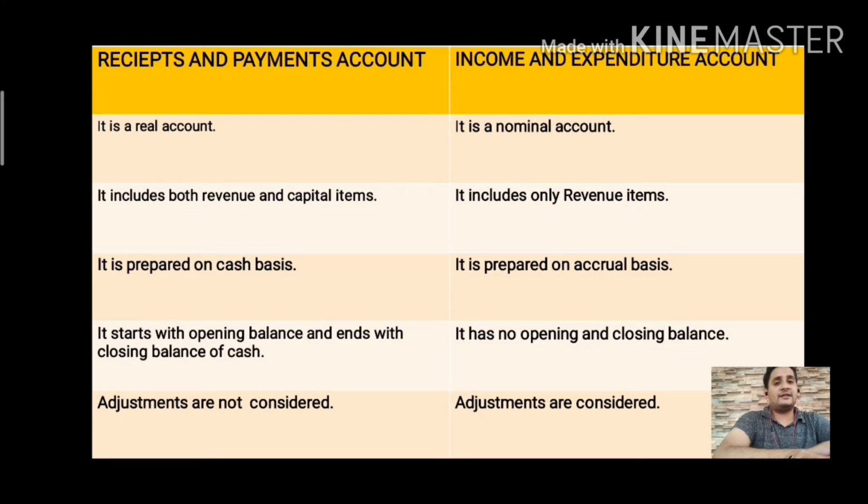Next, receipts and payments account is prepared on cash basis. Income and expenditure account is prepared on accrual basis. Receipts and payments account starts with opening balance and ends with closing balance of cash, but while preparing income and expenditure account, there is no opening and closing balance of cash or bank.